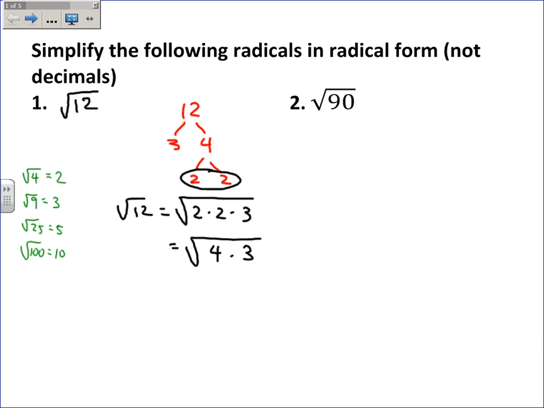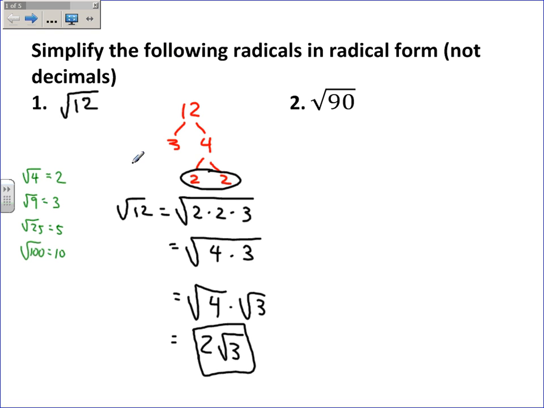Now, if I have the square root of two things being multiplied, I can separate those into two separate square roots. Okay? And the square root of 4 I know to be 2, and the square root of 3 is still the square root of 3, and so this simplifies to be 2 square root of 3. Okay? Now, in practice, I don't usually go through all these steps because it takes too long.